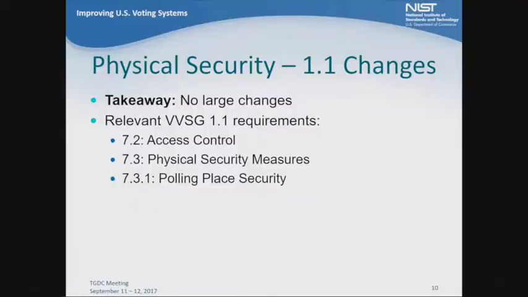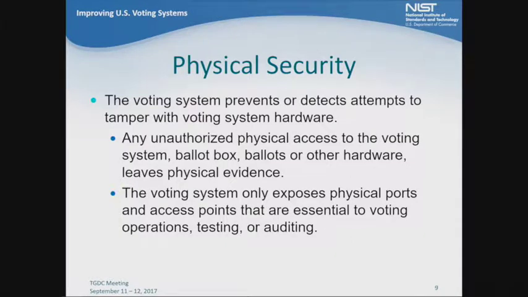Go ahead. Excellent. So physical security, I'm going to pass that one over. All right, physical security. We didn't find any large changes here. Physical security was pretty well covered in 1.1. These are just a few of the sections that we found notes on physical security. The principle for physical security is the voting system prevents or detects attempts to tamper with voting system hardware. And we have our two guidelines: any unauthorized physical access to the voting system, ballot box, ballots, or other hardware leaves physical evidence of some sort; and the voting system only exposes physical ports and access points that are essential to voting operations, testing, or auditing.